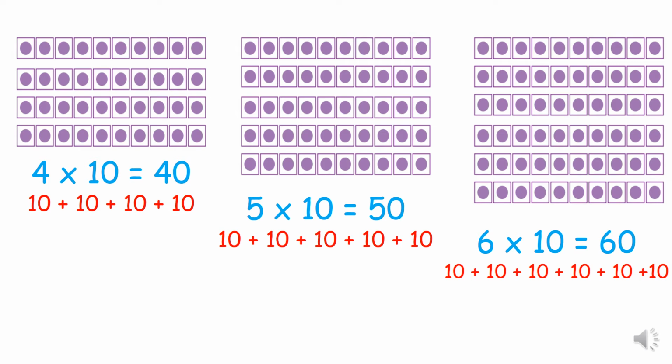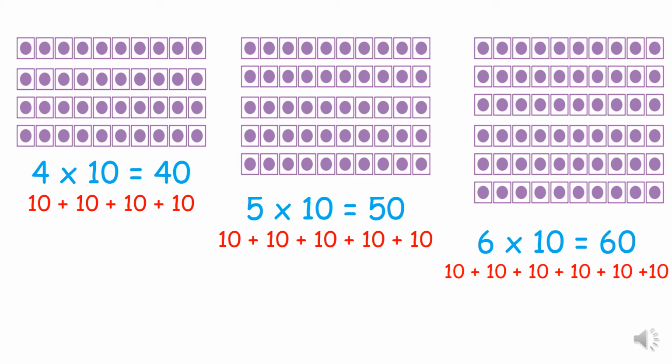You can see now that they are increasing, they're going up each time. I've added an extra row of 10 every time, and because I've added an extra row of 10, I've added an extra 10 in my repeated addition number sentence. There's a little bit of a pattern you might see. 4 times 10 equals 40. 5 times 10 equals 50. 6 times 10 equals 60.